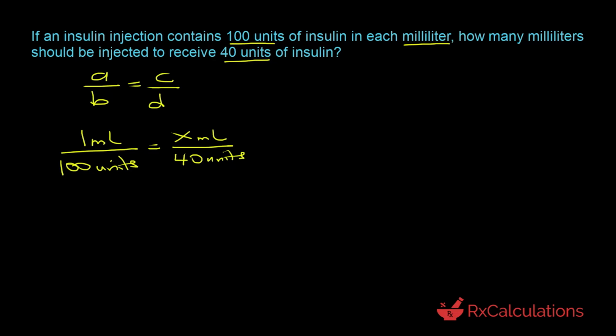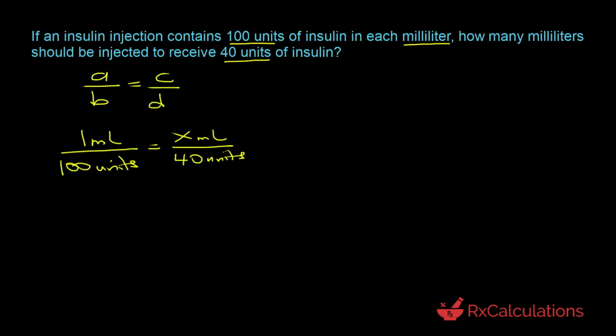So just to emphasize, the way we set up this proportion, you have the milliliter term in the numerator on both sides of the equation and the units term in the denominator on both sides of the equation. What you cannot have happen is have milliliters in the numerator on the left-hand side and the units in the numerator on the right-hand side. Those two are not going to be equal, and hence you will not have a proportion.